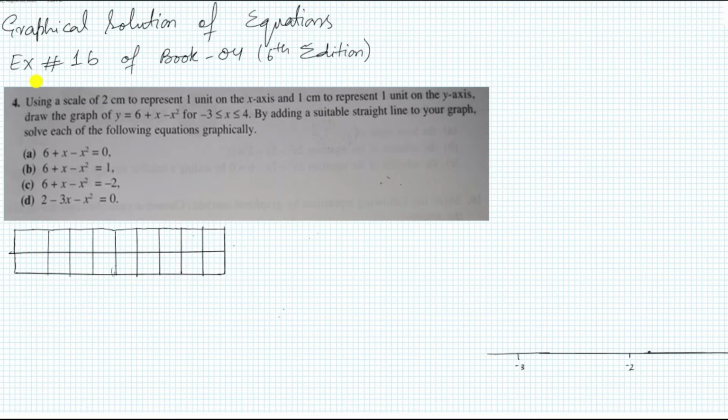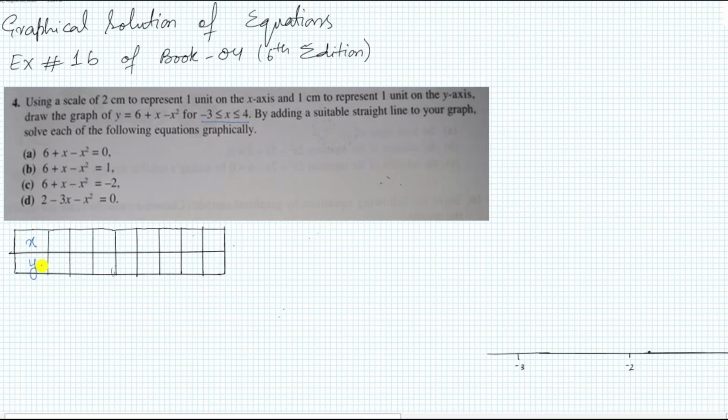By adding a suitable straight line to your graph, solve each of the following equations graphically. Okay, so first of all, the values of x are given here. It's from minus 3 till 4. So we will take these x values and write them in the table. So here we have x and we will write the corresponding values of y.